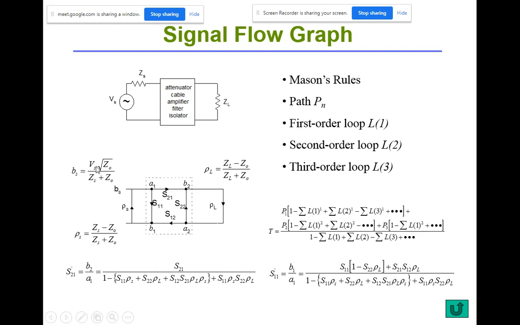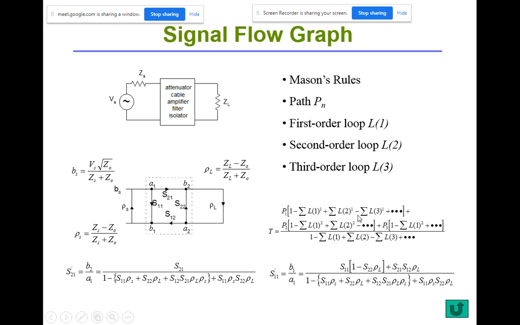For example, if you take the first path, A1 to B2, there is a first order loop here, rho L times S22. But this loop is touching the path. If it is touching the path, it cannot be included. Then this is another loop. You can call this another first order loop. But again, it is touching the path. It cannot be included in this sum.